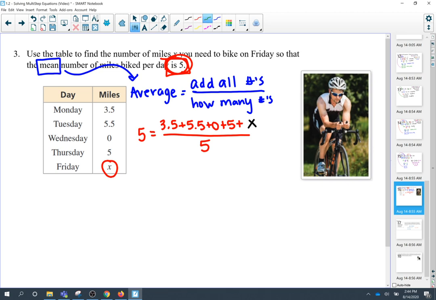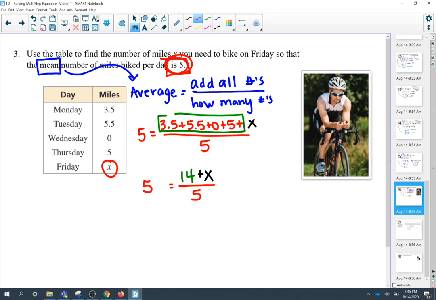Now, the first thing I'm going to do is I'm going to simplify. So I'm going to take all these numbers that I can add together and I'm going to add them. 3.5 plus 5.5 is 9. 9 plus 0 is 9. 9 plus 5 is 14. So that's going to be 14 plus x. And then we still have divided by 5, and we still have equals 5.